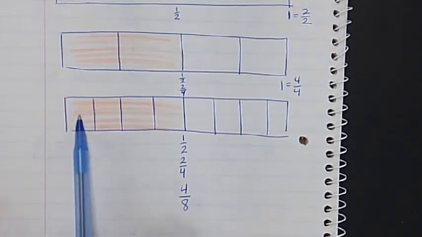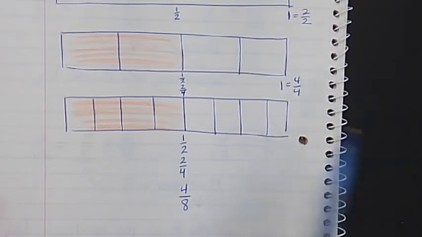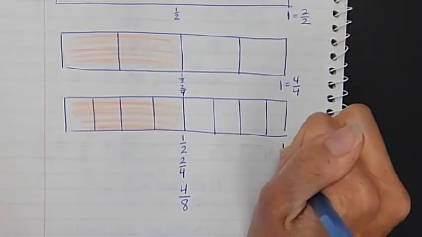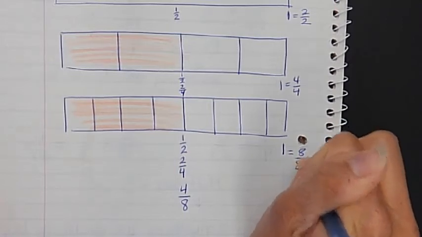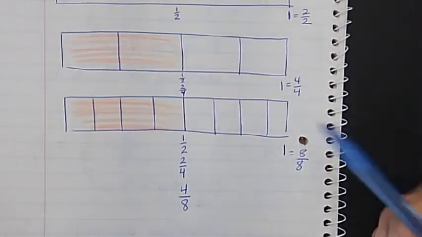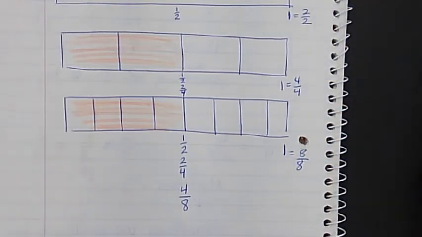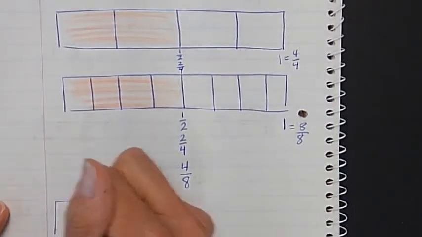So that means my whole is 1, 2, 3, 4, 5, 6, 7, 8 pieces. So this is 1 whole, and it's also 8/8 because I have 8 total pieces. So in looking at these fraction bars, the way that we cut them can show us different equivalent fractions. I could even do the same thing one more time.